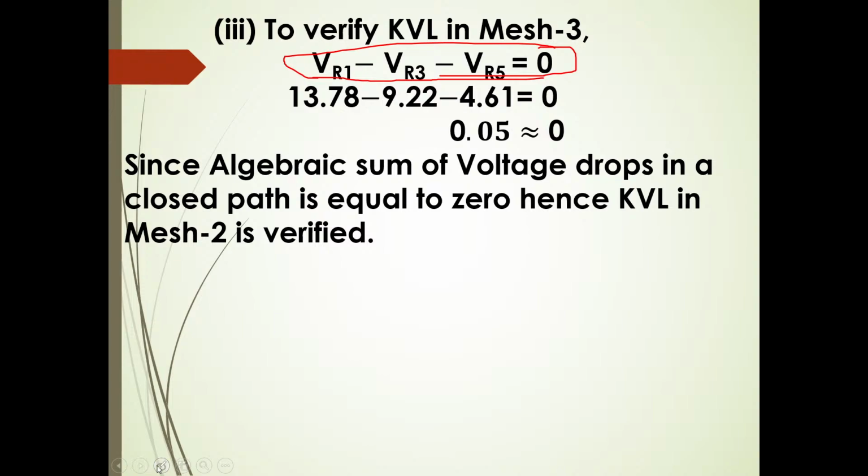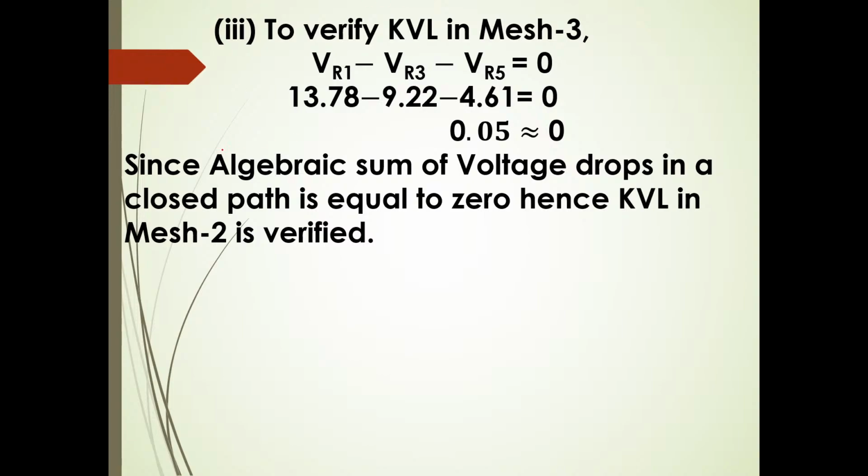Depending on the loop current direction that you consider, the current directions will change, and the voltage drops you may get positive or negative. So in order to verify Kirchhoff's voltage law, if VR3 and VR5 are negative, and you add them with 13.78, that is the VR1 voltage, then you are getting approximately 0, that is 0.05, which is approximately equal to 0. So then KVL is verified.